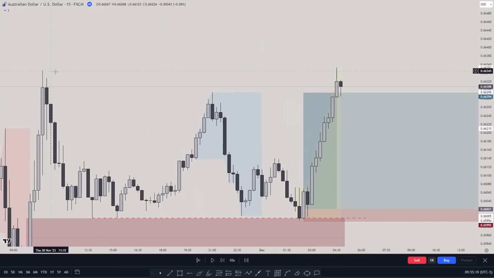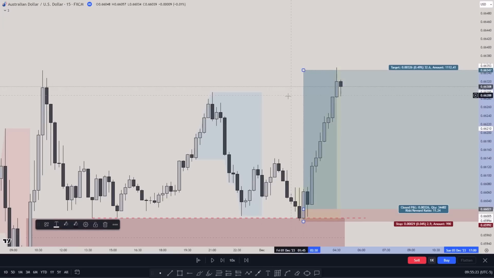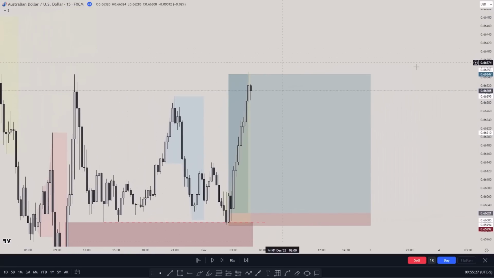This one, and also this high. And you see this high was taken. So you could extend this to this high. That's going to be 11 to 1. That's already huge.